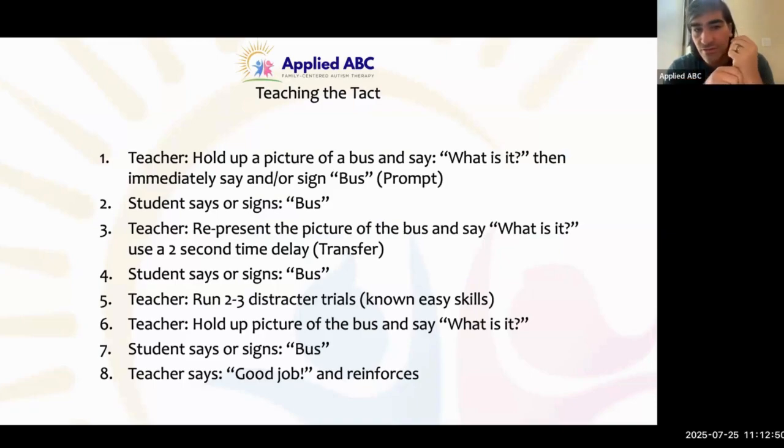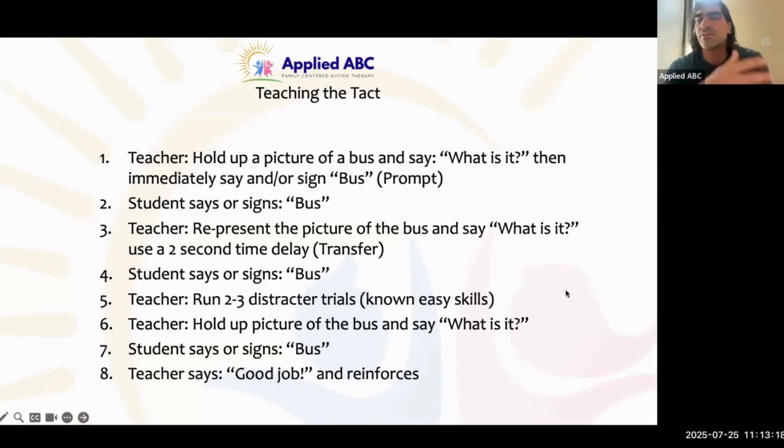Run 2 to 3 distractor trials. A classic example is if we're doing receptive, a standard trial might be a picture of a bus, a picture of a dog, a picture of a cat, saying touch the bus. A distractor trial would be just a picture of a bus and a blank card and then saying touch the bus. So it's very easy.